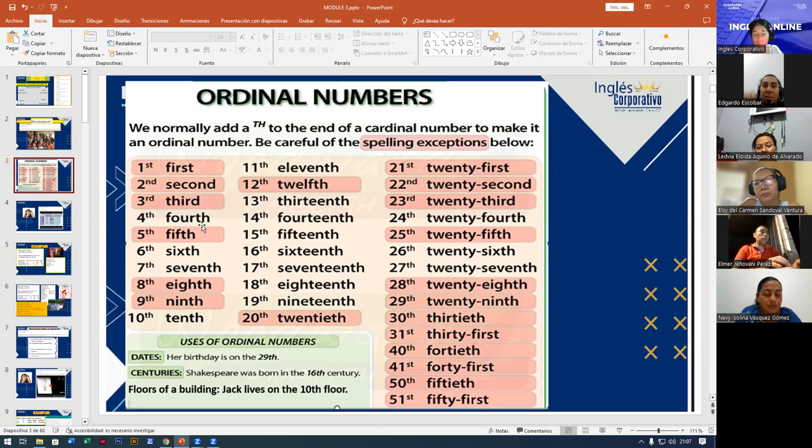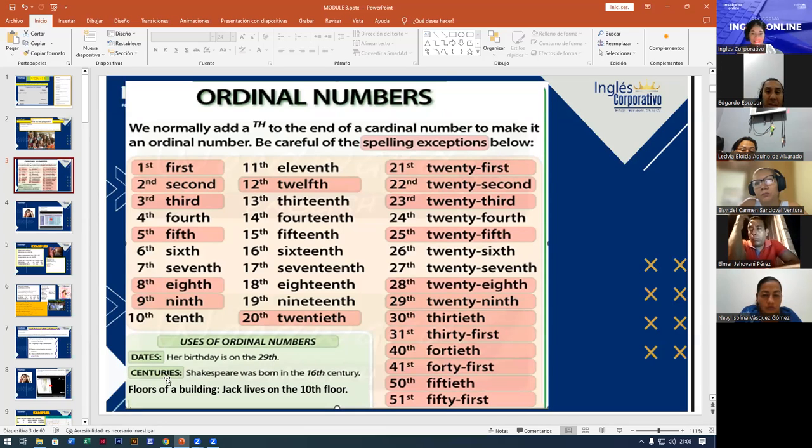For that reason, when you have a specific date, you include the number and then the TH. Or if it's for first, second, or third, you include ST for first after the number. If it's April 1st, September 25th, 25 plus, you include TH. And we have the uses of ordinal numbers with the dates. They are specific days. Her birthday is on the 29th.